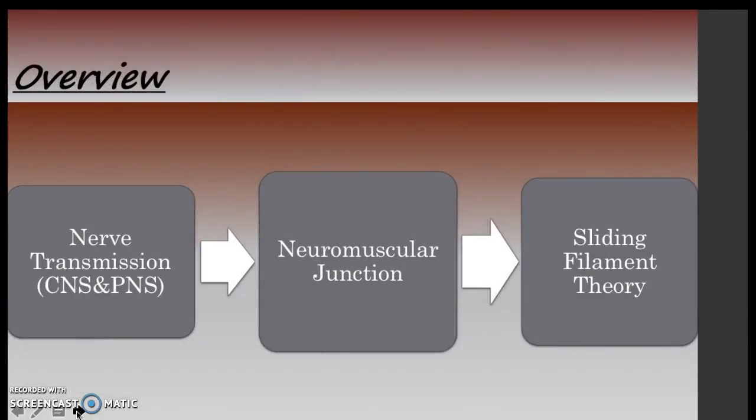So firstly, we'll be looking at the overview of a muscle contraction, and it all starts with nerve transmission, within the central nervous system and the peripheral nervous system. That is followed by the neuromuscular junction, which is then followed by the sliding filament theory. The sliding filament theory is the process of how muscles contract to produce a force. In summary, the actin and myosin filaments within the sarcomeres, in muscle fibers, bind together to create a cross bridge which enables them to slide past one another, which creates the contraction.